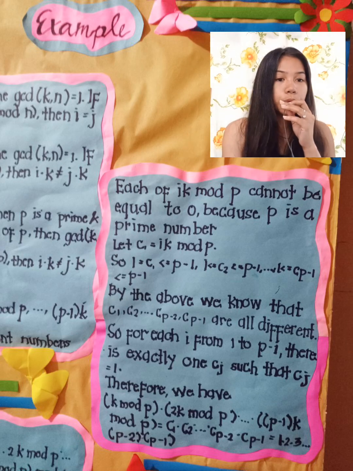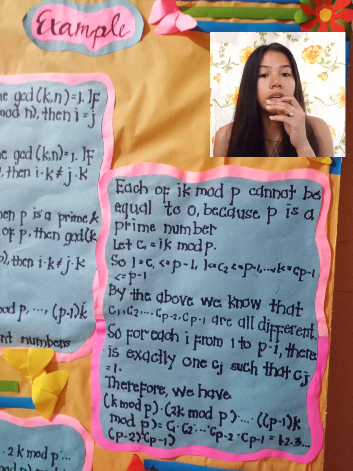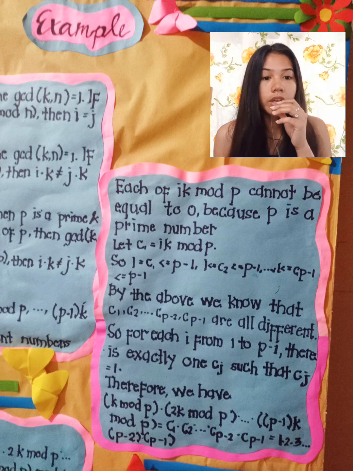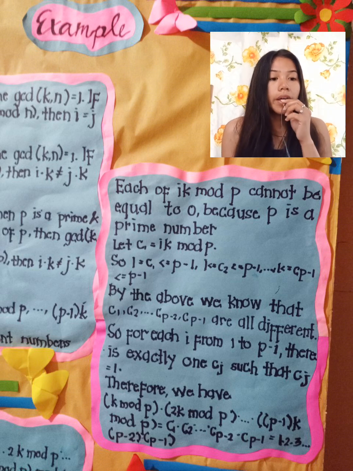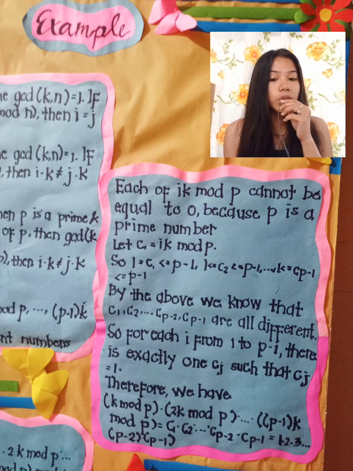Each of the k times i mod p values cannot be equal to 0 because p is a prime number. So let c1 equal k mod p. Then 1 is less than or equal to c1, which is less than or equal to p minus 1. Similarly, 1 is less than or equal to c2, which is less than or equal to p minus 1, and so on. By the above, we know that c1, c2, up to c(p minus 2) and c(p minus 1) are all different. So for each i from 1 to p minus 1, there is exactly one c such that c is equal to i.